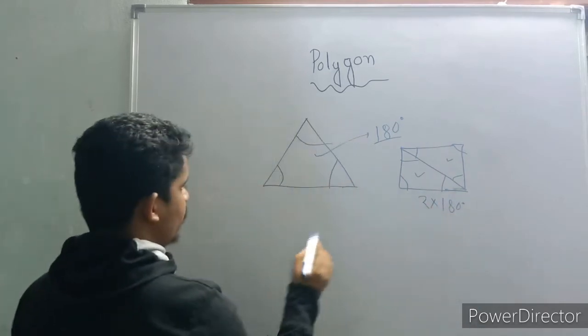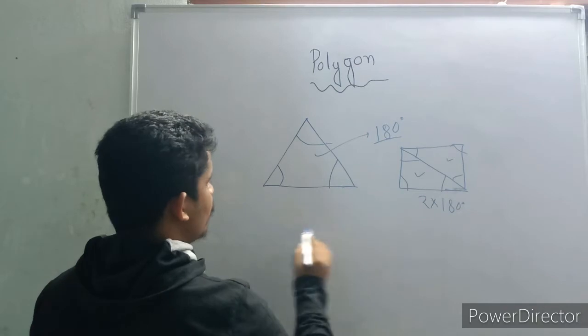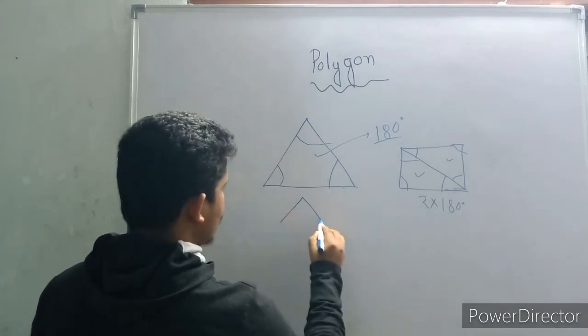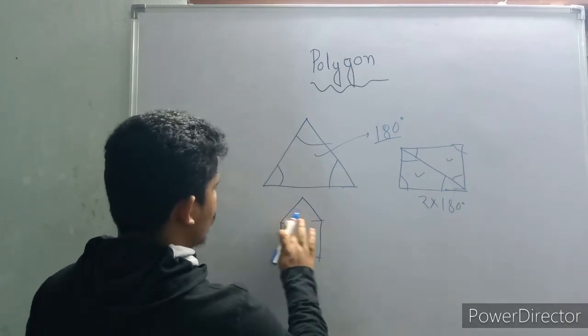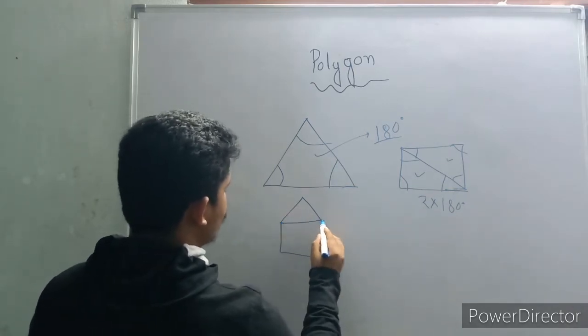Now if I talk about the pentagon, what is happening? This is your pentagon. By taking the diagonals, you are dividing it into 3 triangles.